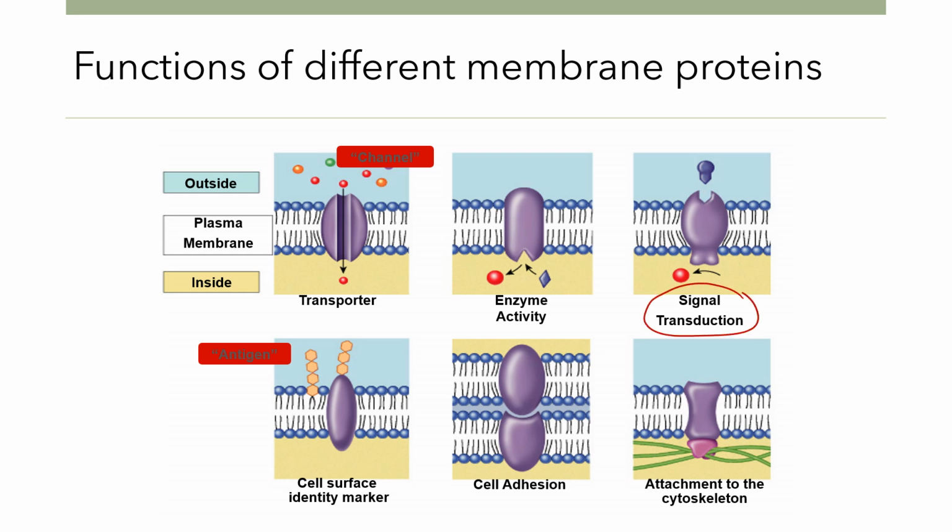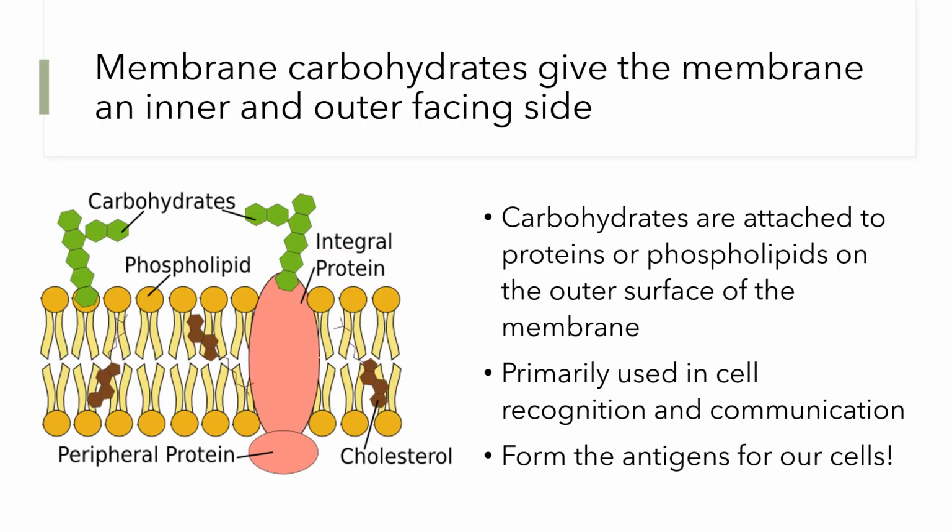It's basically receiving a signal on the outside of the membrane, and then this protein causes that signal to get sent in a different way on the inside of the membrane. This one here is holding up an antigen. This is an example of two cells being pulled together and adhering together, and here's an example of how it attaches to the cytoskeleton. We also have carbohydrates in our membrane, and the example in this image is the green hexagons.